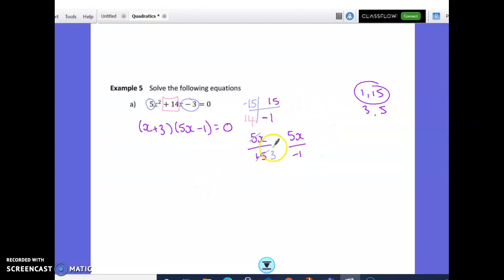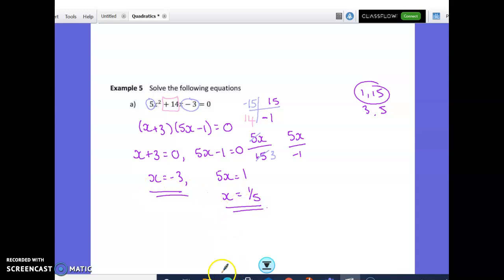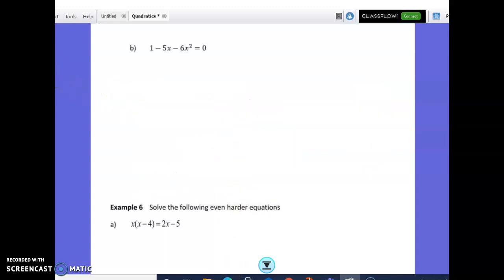I know some of you use a different method for this kind of factorising, so just stick with the method that you're used to. It makes no difference the method that you use here. You only get marks for the brackets. I've got my two brackets, I can separate them out. So we get x plus 3 equals 0, 5x minus 1 equals 0. So x is minus 3, 5x is 1, x is a fifth. So there are two answers.